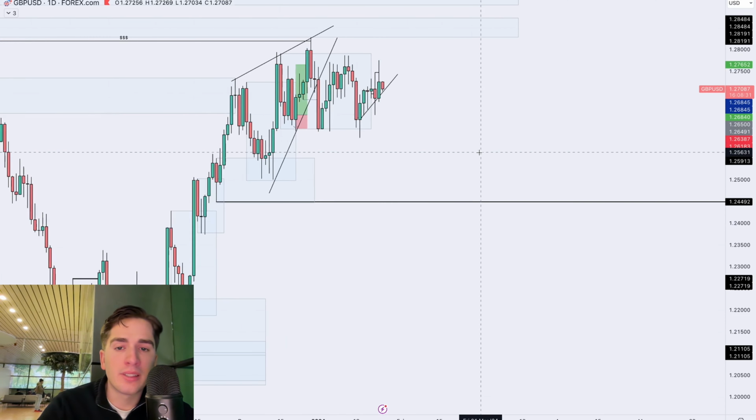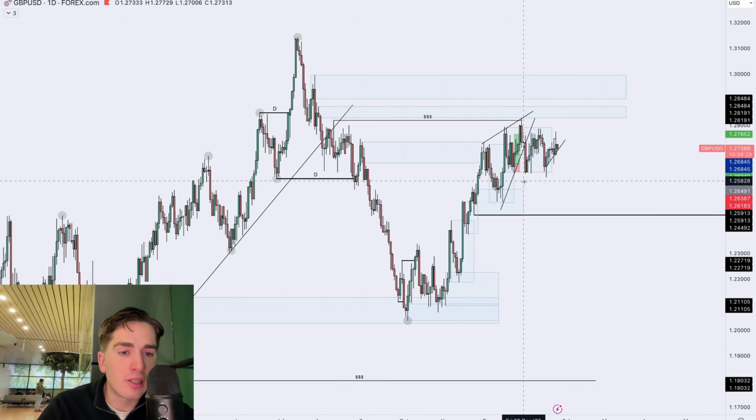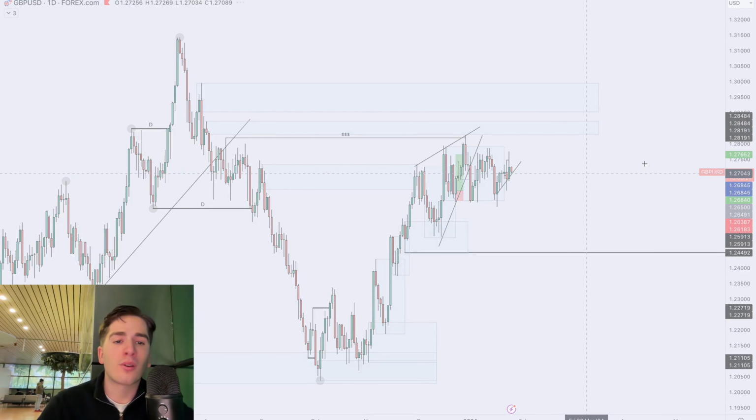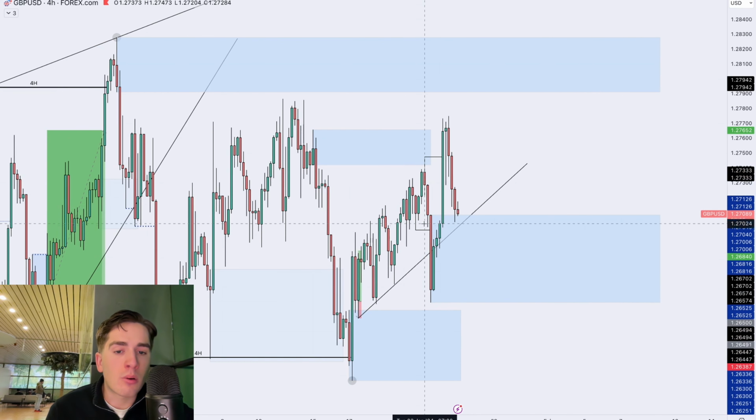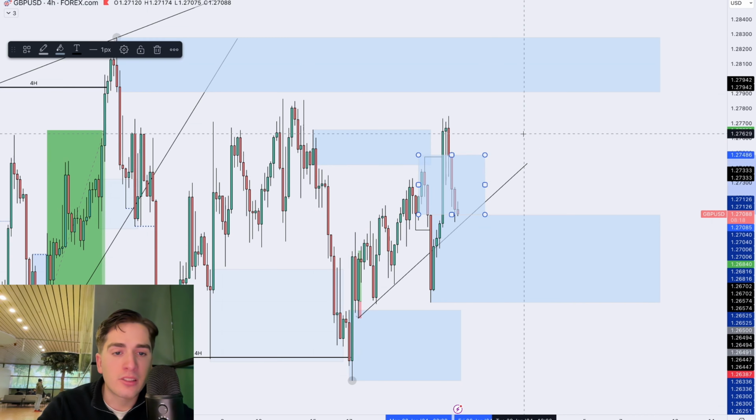So pound dollar over here on the daily, I mean, this is literally a barcode. Going in towards the 4-hour time frame, I'm not really going to focus too much on the daily, but if we go in towards the 4-hour, obviously again like yesterday, I was looking for a sell setup over here, so inside that area of supply.